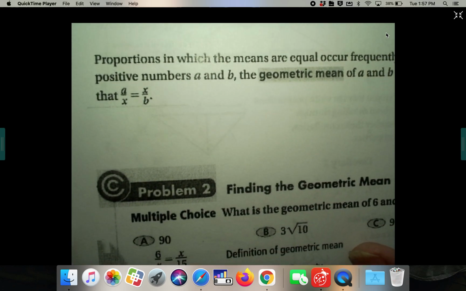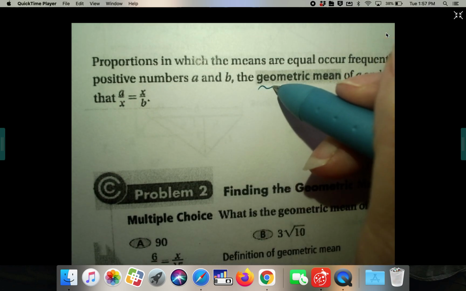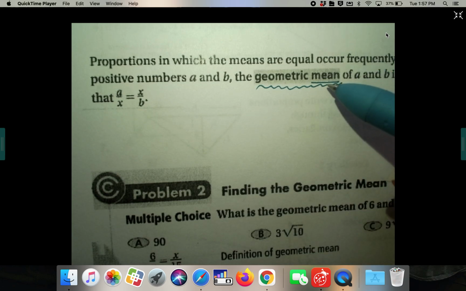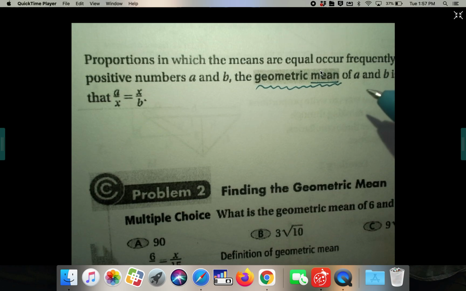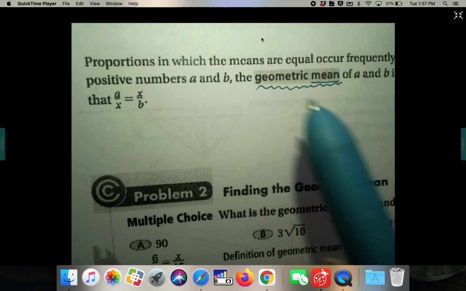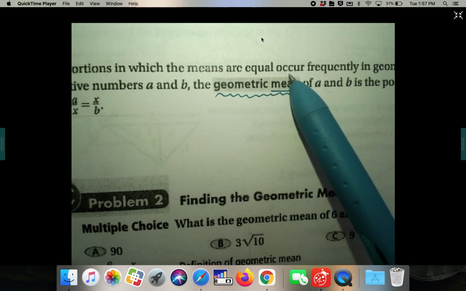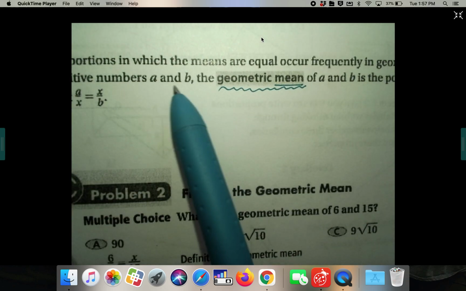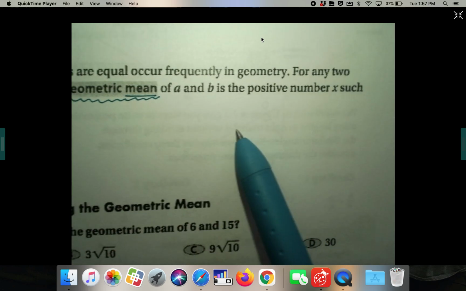All right, the next thing you guys are learning about today is something called the geometric mean. I bet when you think of the word mean, you think of the average, and like you would add two numbers and divide by 2, or add 5 numbers and divide by 5. That's actually not how you would do the geometric mean. The geometric mean is set up in proportions. So the proportions are equal and occur frequently in geometry for any two positive numbers, like for example, A and B.